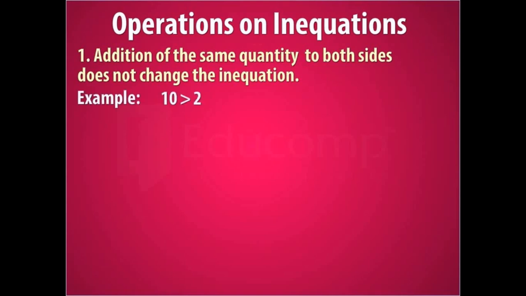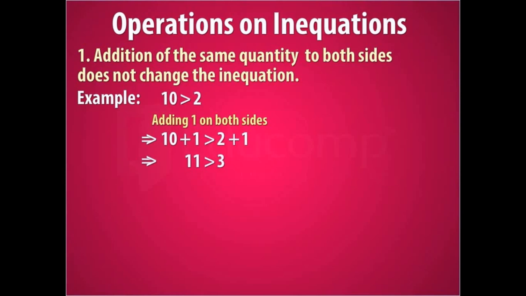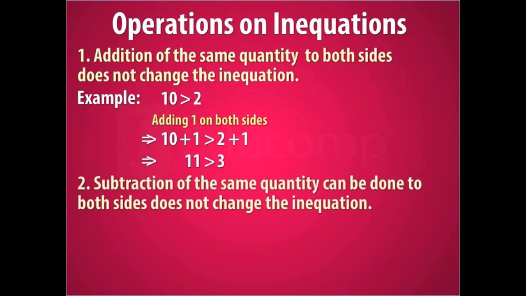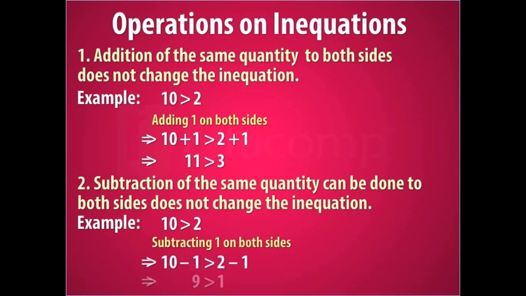Here, 10 is strictly greater than 2. If we add 1 on both sides, the inequation remains the same. The second rule is that subtraction of the same quantity can be done on both sides and does not change the inequation. Here, 10 is strictly greater than 2. If we subtract 1 on both sides, the inequation remains the same.